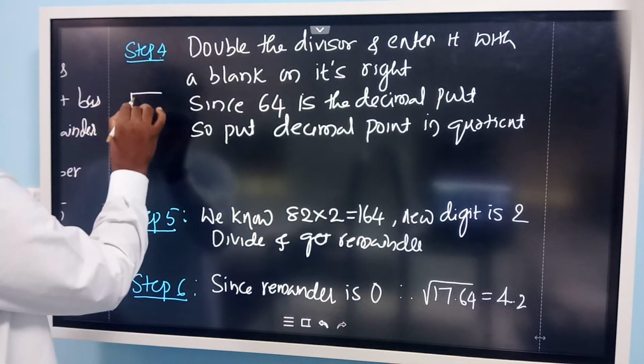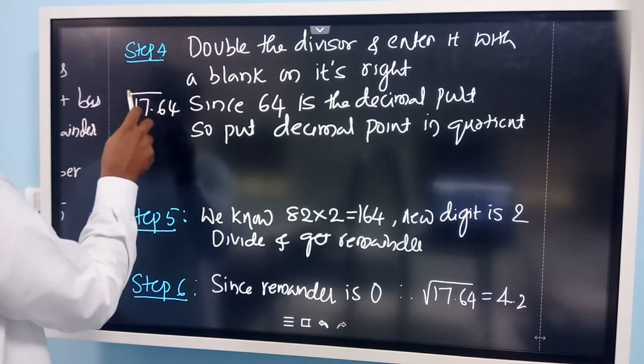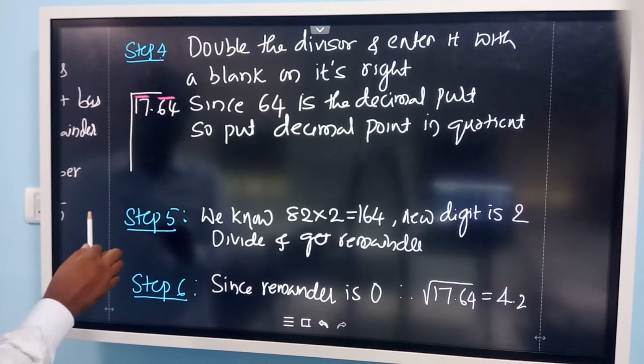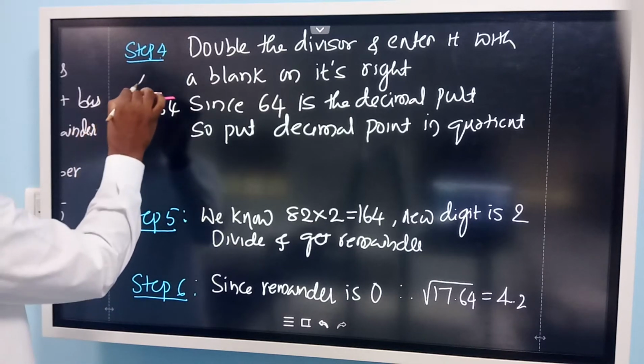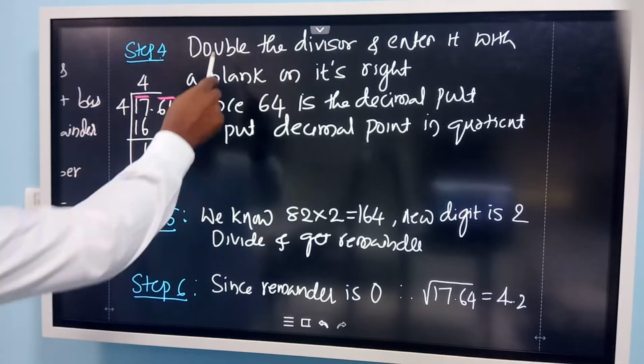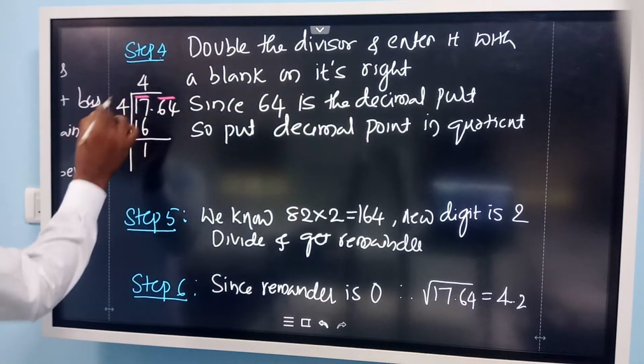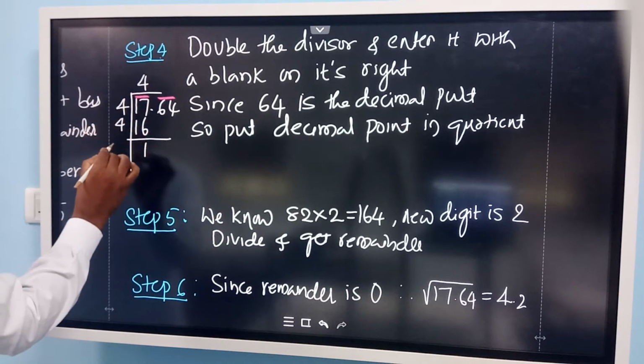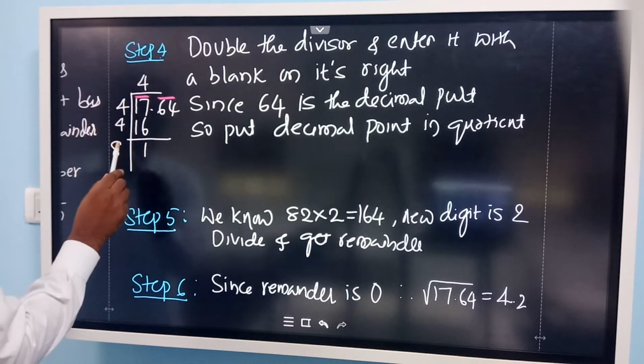I will write once again 17.64. You have made groups, 2 groups. Then 4 4s are 16. The remainder is 1. Double the divisor now. The divisor is 4. Double it: 4 plus 4, 8. And leave a blank space here.